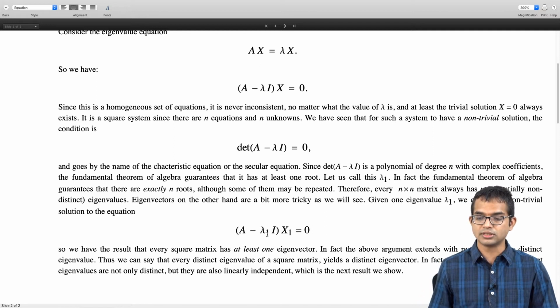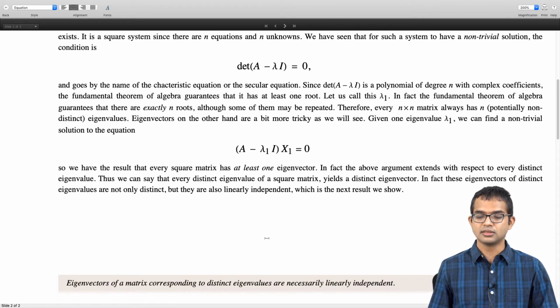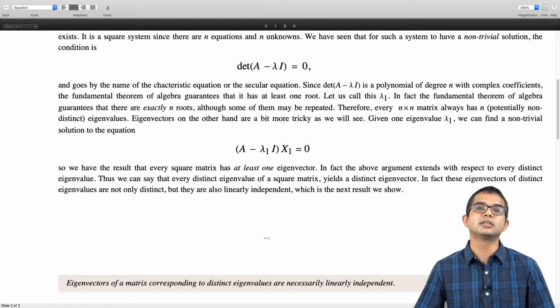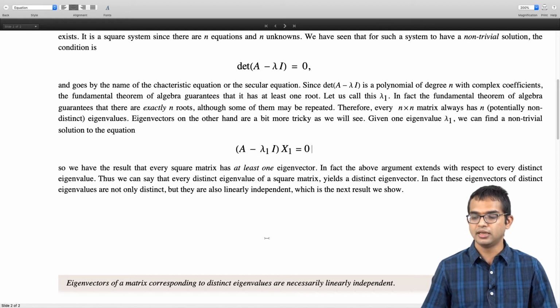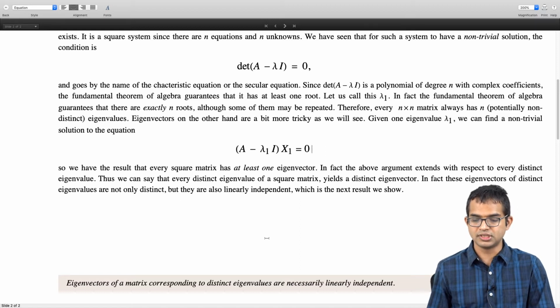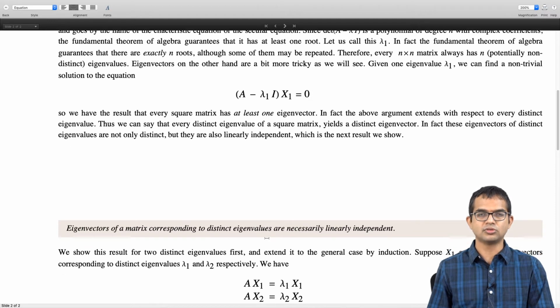So in fact, we can make a stronger statement, which is the next result: the set of distinct eigenvectors which are derived from distinct eigenvalues are all necessarily linearly independent. Not only are they distinct eigenvectors, but they're also linearly independent. Okay, so eigenvectors of a matrix corresponding to distinct eigenvalues are necessarily linearly independent. To show this, let's start with just two distinct eigenvalues, lambda 1 and lambda 2, and then we will proceed by induction, right? So we have lambda 1 and lambda 2 and two eigenvectors x1 and x2.